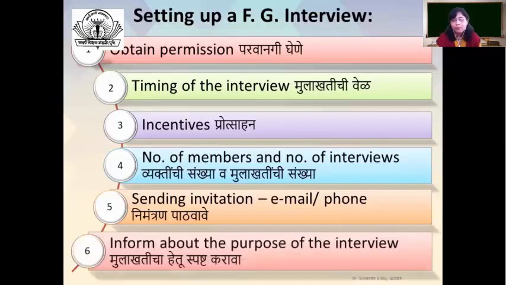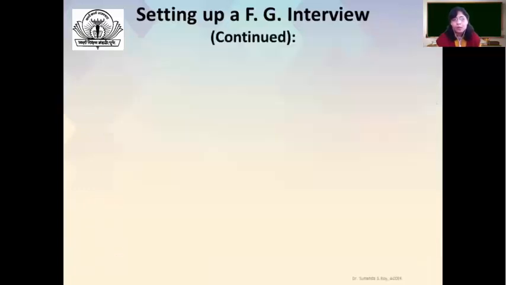Then inform the purpose of the interview. The interviewees should be clear about what you are interested in finding out. There should be no surprises during the interview. So they should know what the purpose of the interview is, and you clear the purpose when you are taking permission from them regarding being a part of the interview.